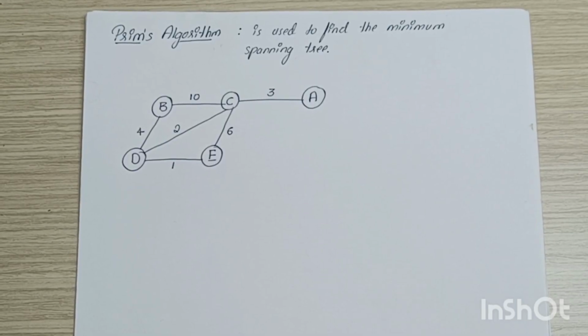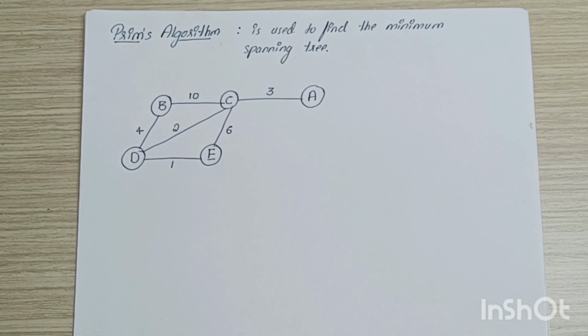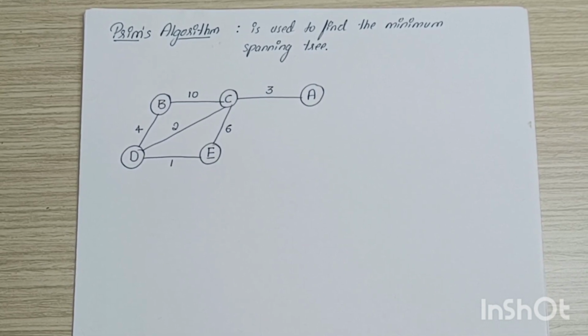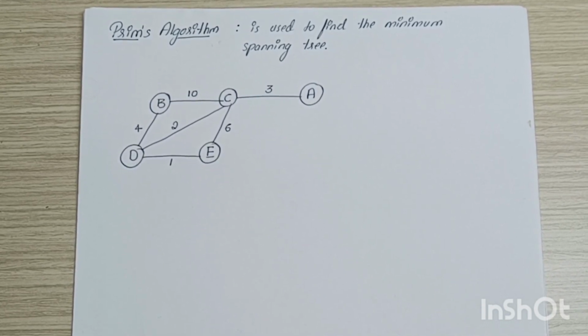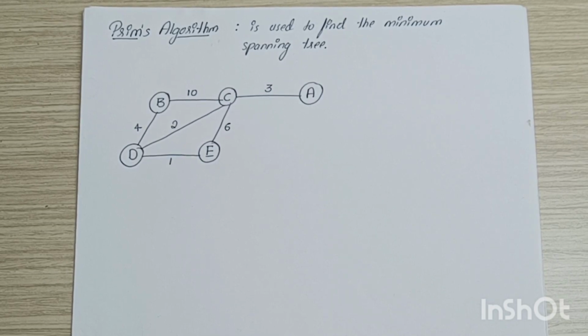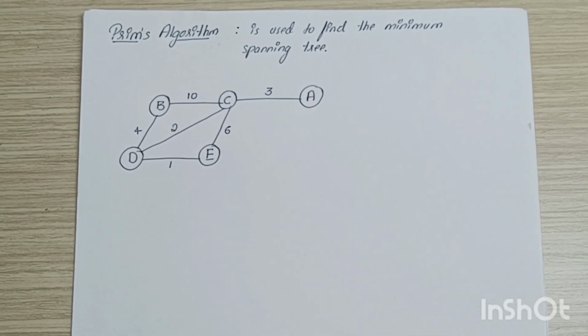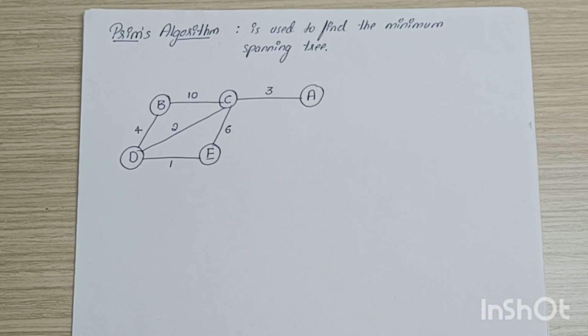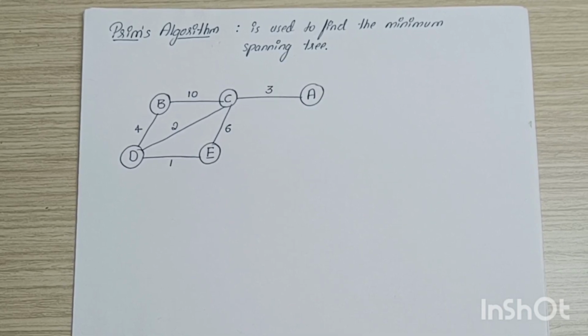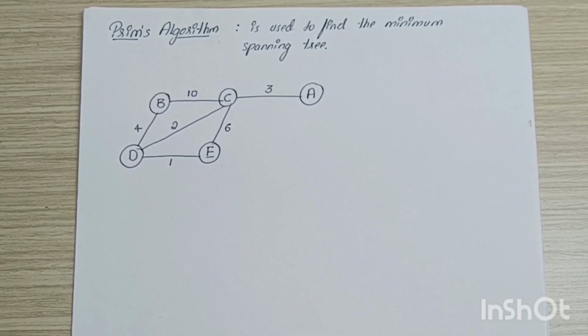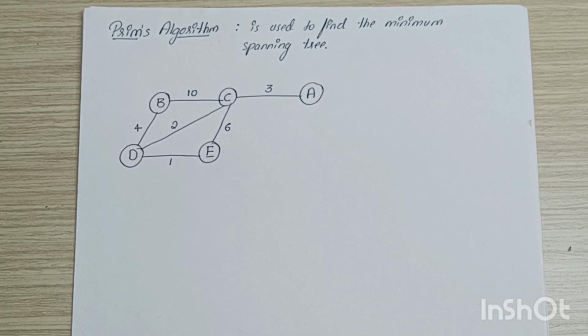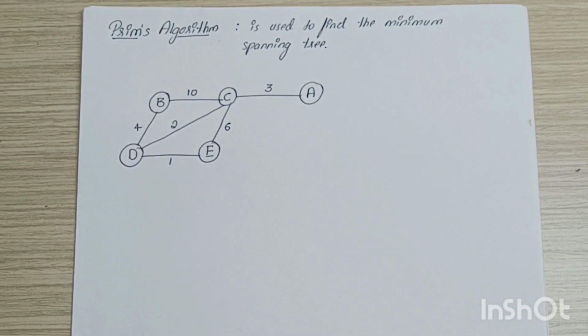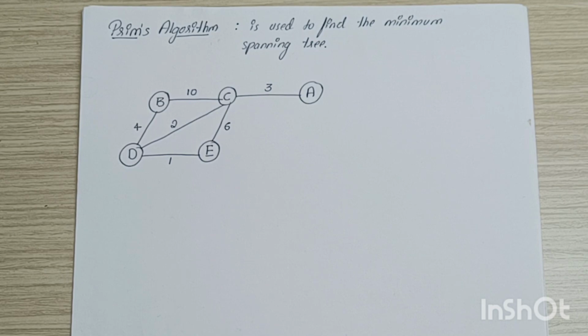Hello everyone, in this video we are going to study the Prim's algorithm. It is used to find the minimum spanning tree. Now let us consider an example. So here you can see a graph which is undirected and the weights are given between the edges. For example, from B to C the weight is 10.